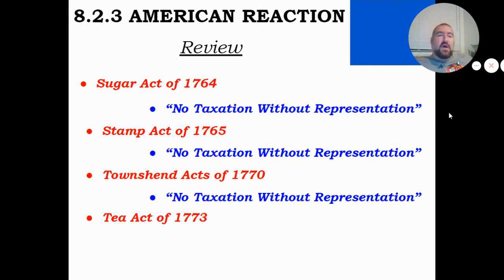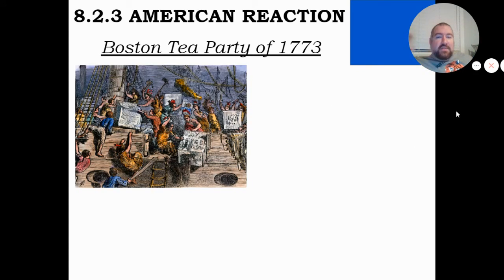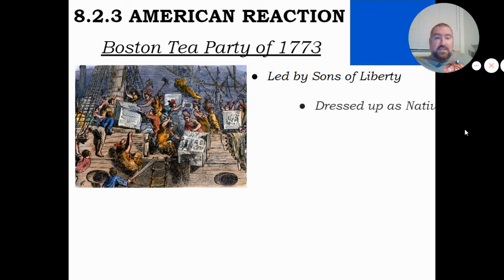So at this point, the colonists are like, okay, you know what? That's it. We're done. So after the Tea Act, the Sons of Liberty start what is called the Boston Tea Party of 1773. So Parliament passes the Tea Act, and the Sons of Liberty, these guys are in charge. They create the Boston Tea Party. They dress up like natives because natives were symbols of America.